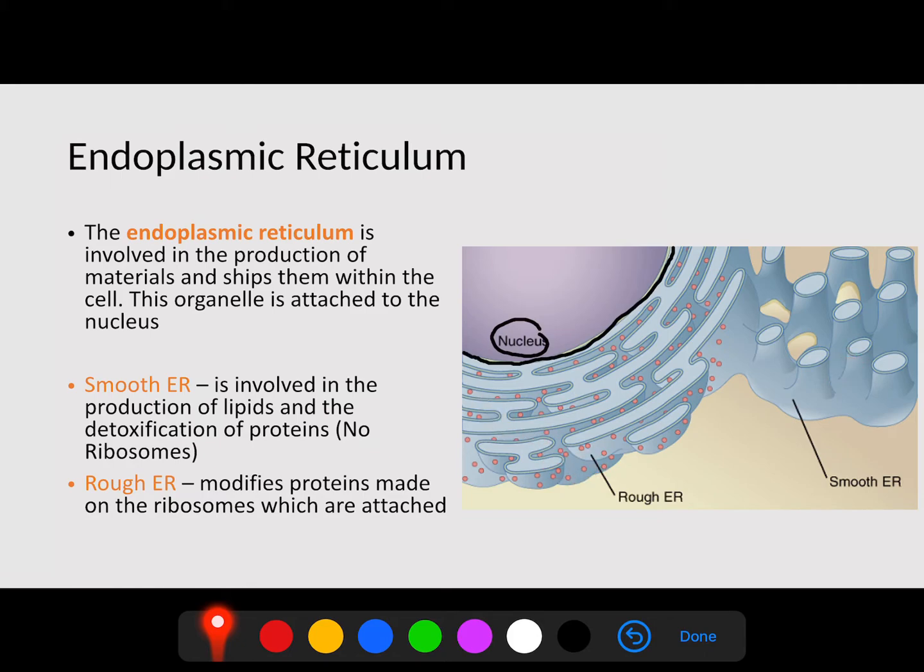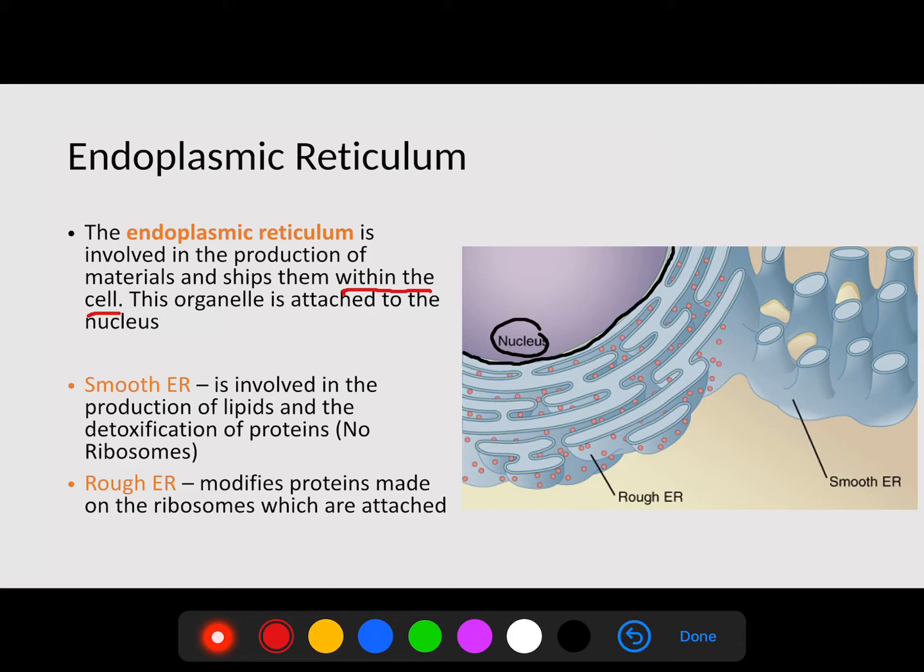Notice how the rough has all these dots on it. Those are ribosomes, which actually make our proteins in our body. And then we have the smooth, which has no ribosomes attached. They make the chromosomes and the lipids. So the endoplasmic reticulum is involved in the production of materials, and it ships them within the cell. So that's key there. It ships things within the cell, but it also ships things to different locations. It also makes things. So this organelle is attached to the nucleus.